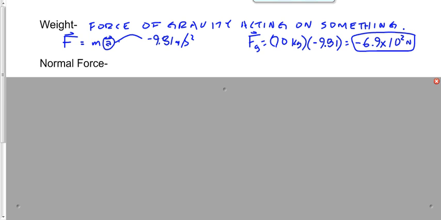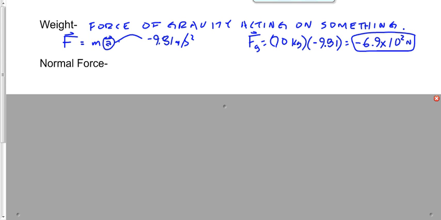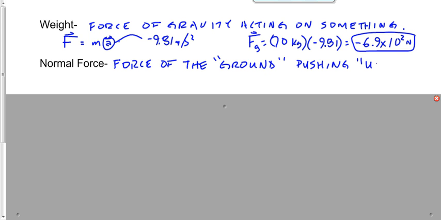Okay, weight. Normal force. Normal force is the force of the ground. I'm going to put that in quotation marks, and you'll see why in a second. The force of the ground pushing up, in quotation marks, at 90 degrees.